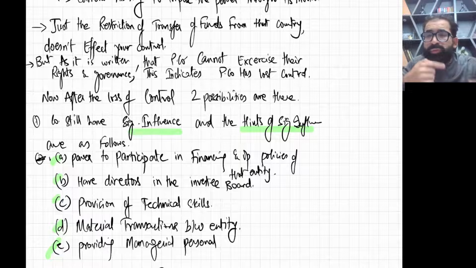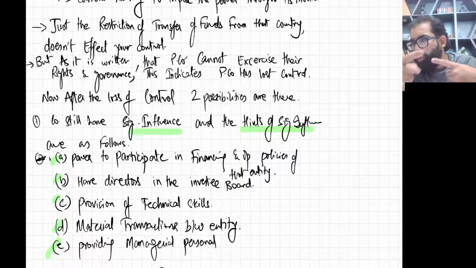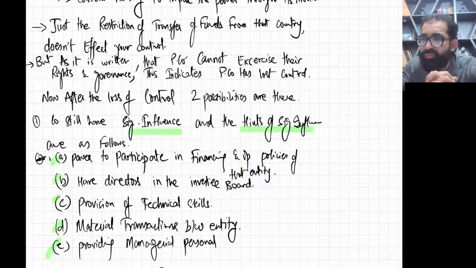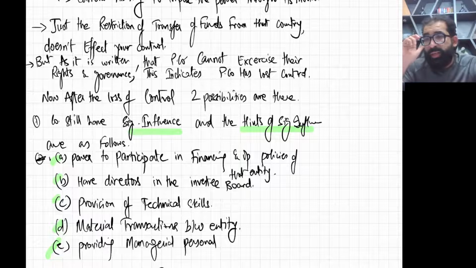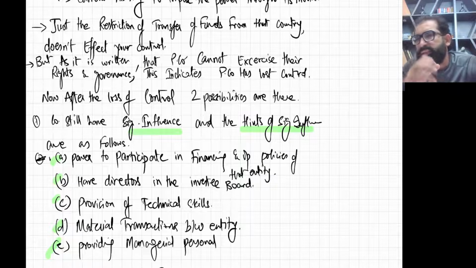Number 3, provision of technical services. You are giving high technical services to them. That means they are dependent on you. Material transactions between you and that company are still a hint of significant influence. Providing managerial personnel to them is again a hint of significant influence. Let me give you some practical examples. Sometimes even if you don't have shares, you get significant influence.